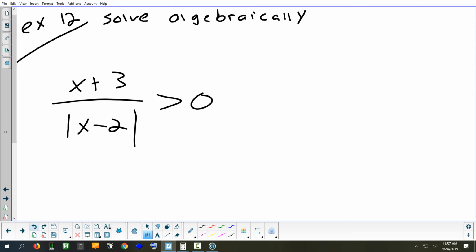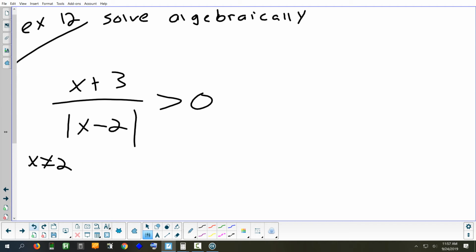Negative 12. And what's the absolute value of negative 12? 12. So anything except for 2. Yeah, except for 2, because 2 would cause a divide by 0. That's a problem. So we never really have to worry about the bottom. Okay. The only thing, keep this in mind, x can't be 2. But the bottom is always going to be greater than 0.